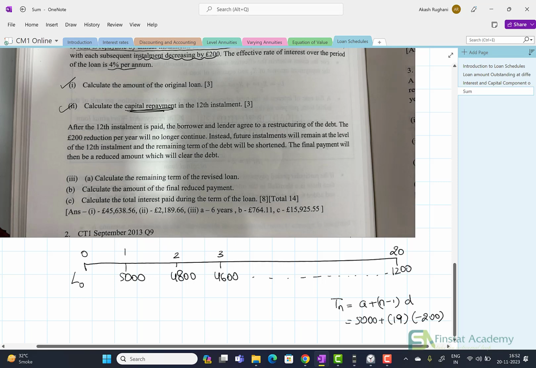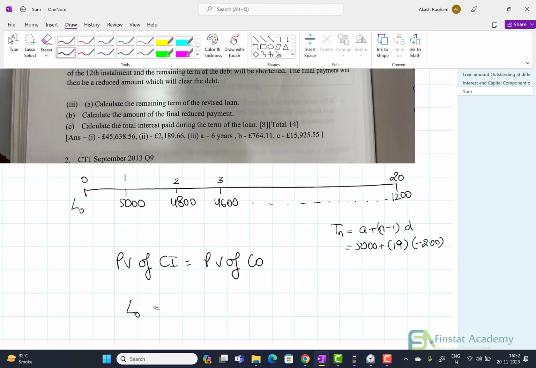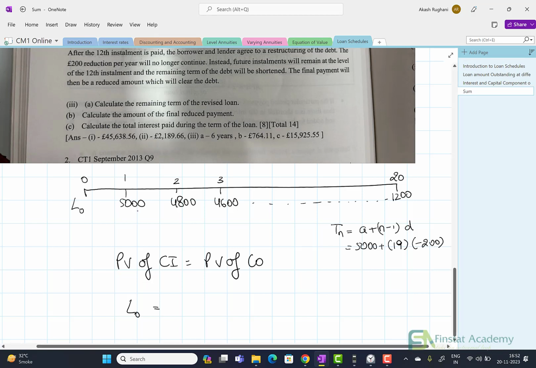Now I have to calculate the original amount of the loan. So I have to make my equation of value, which is present value of cash inflow must be equal to the present value of cash outflow. Inflow here is the loan amount itself, so L0. Cash outflow here. What sort of an annuity is this, guys? It's decreasing by a constant amount.